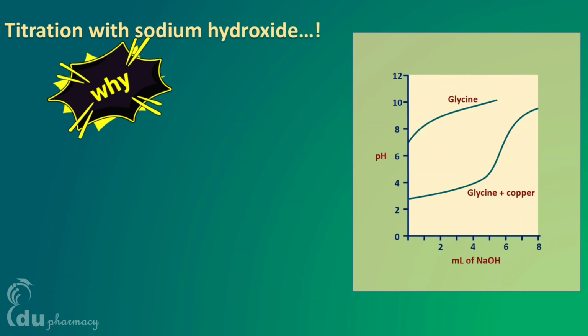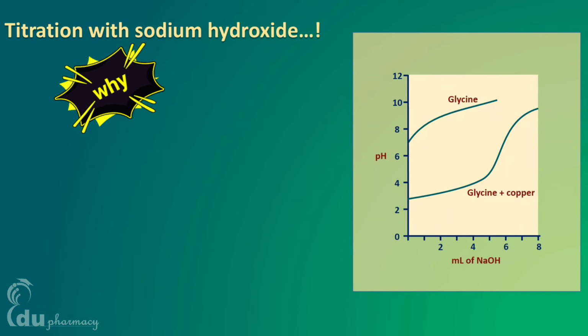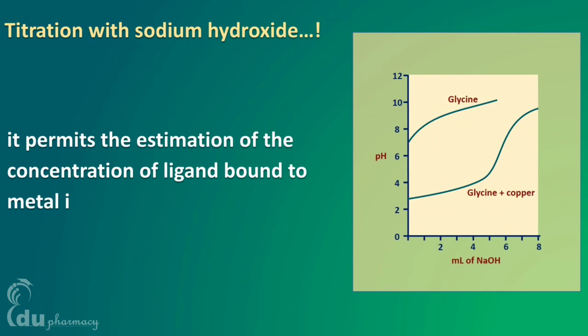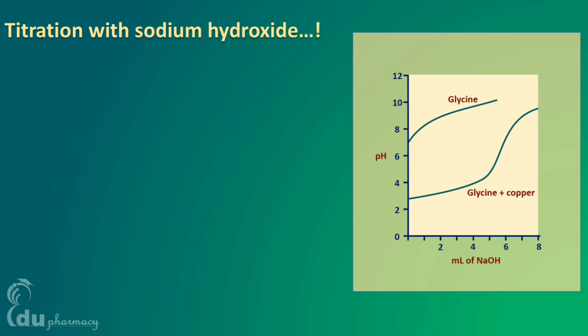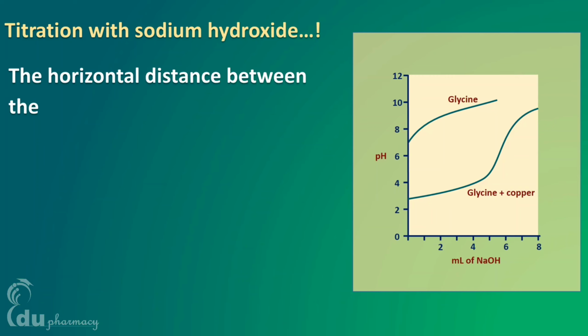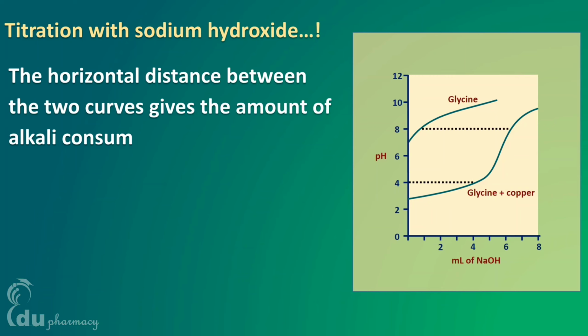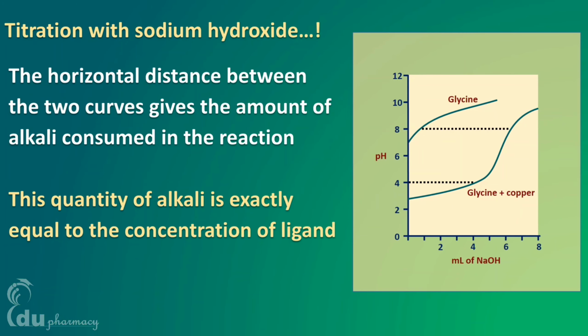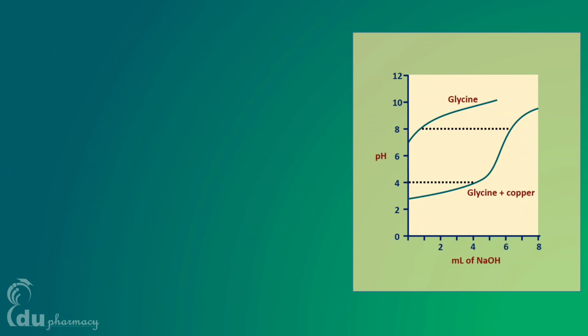Here, the question may arise, why is there a need to titrate solutions with sodium hydroxide? Actually, titration with sodium hydroxide is essential because it permits the estimation of the concentration of ligand bound to the metal ion. The horizontal distance between the two curves gives the amount of alkali consumed in the reaction. This quantity of alkali is exactly equal to the concentration of ligand, which is glycine, bound at that pH.